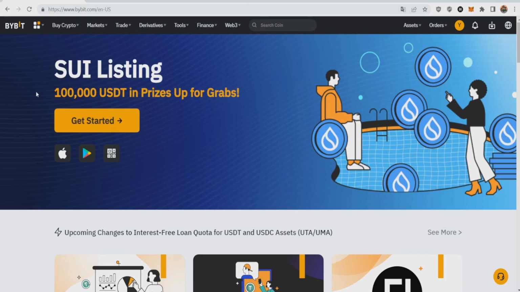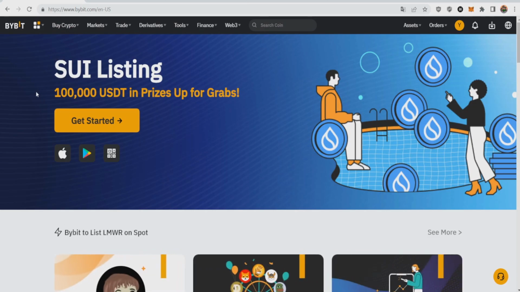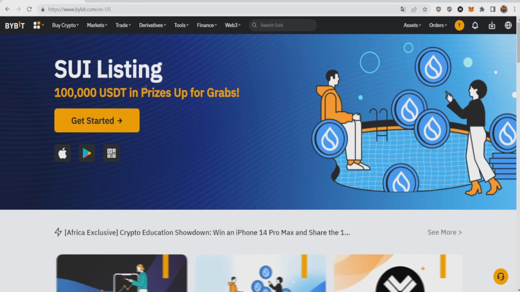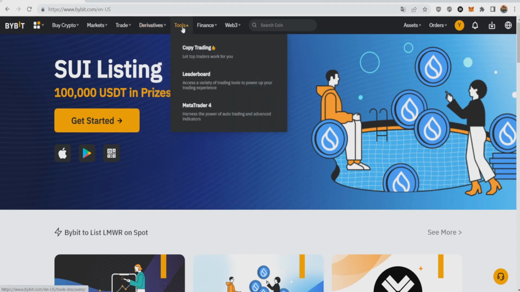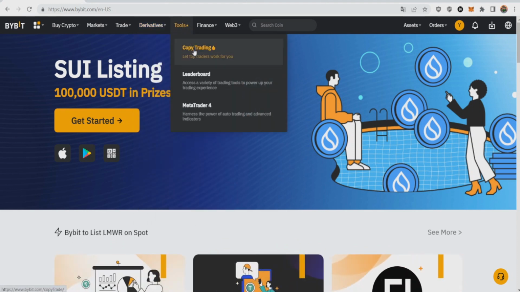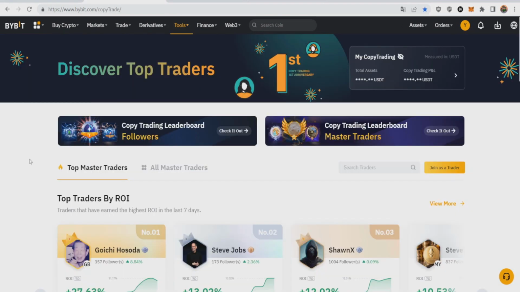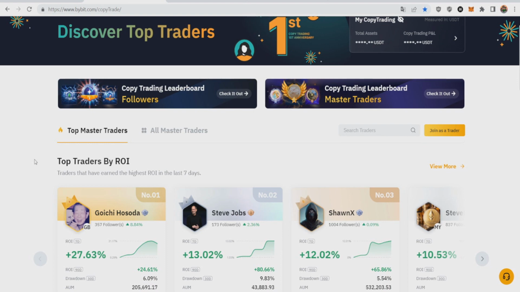So after you made an account using my link, it's really easy. From the Bybit homepage, you just go to the top to derivatives or to tools and you click on copy trading. So once we're on the copy trading page, now we have to choose a nice trader to follow.